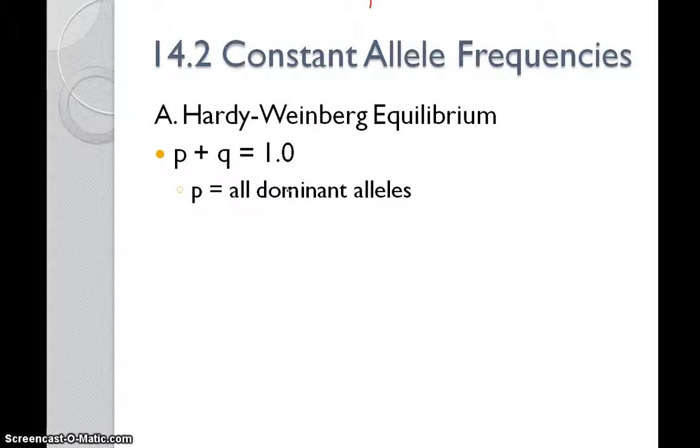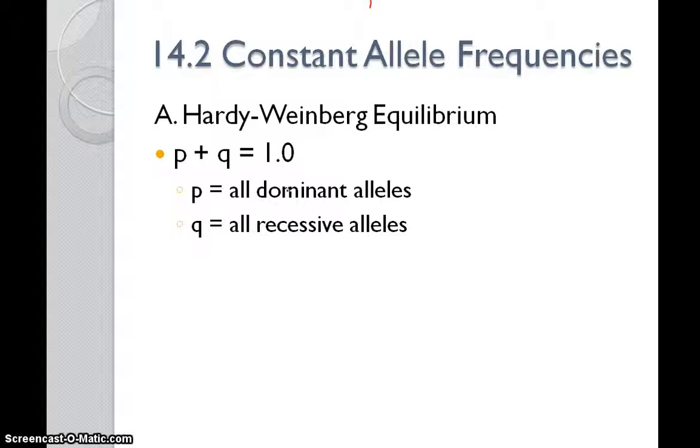It will be written as a decimal. Q is all recessive alleles. It is the recessive allele frequency. It will be written as a decimal. Because dominant alleles plus recessive alleles includes all of the alleles that there are, p plus q adds up to 1.0. We can also look at the different genotype frequencies using these same variables.